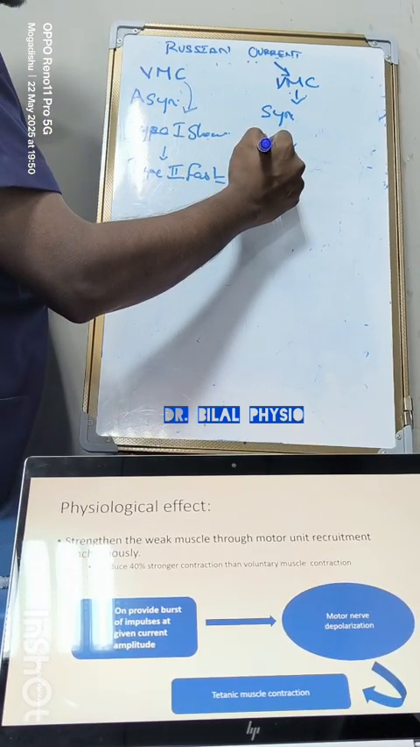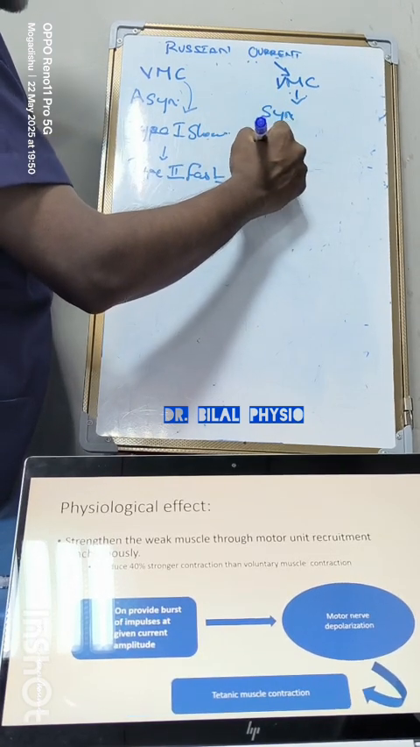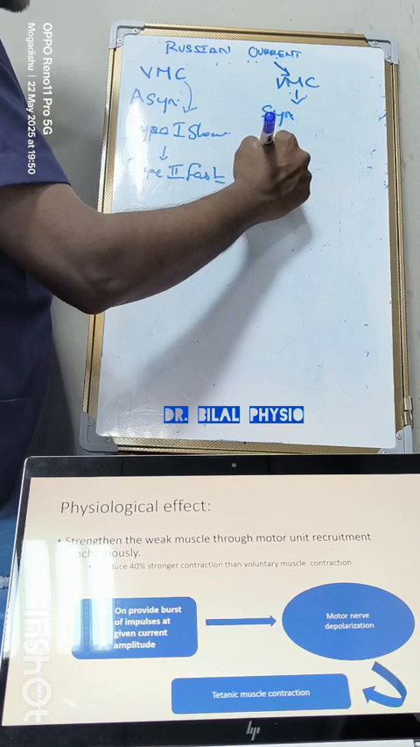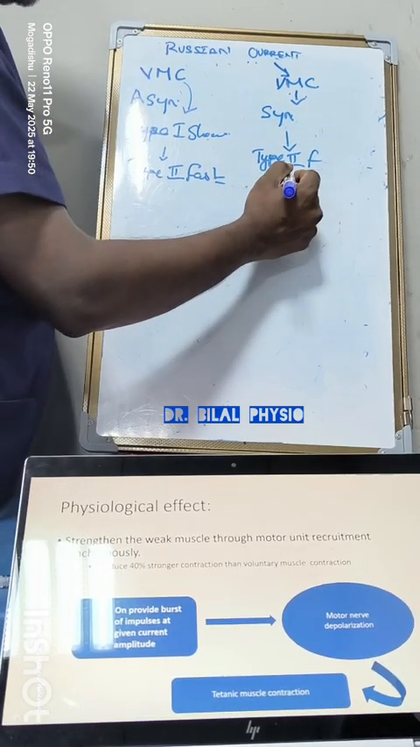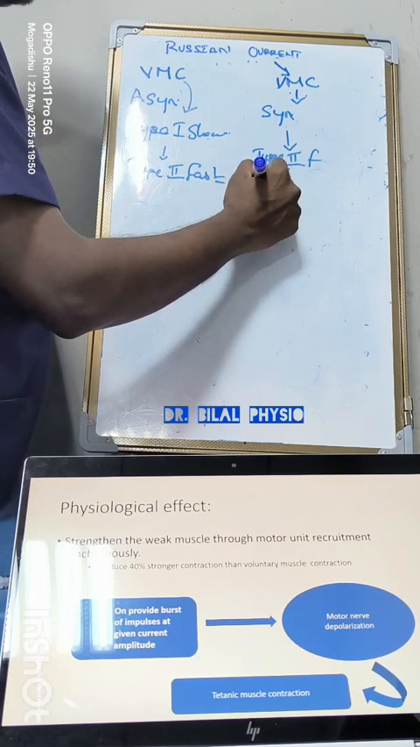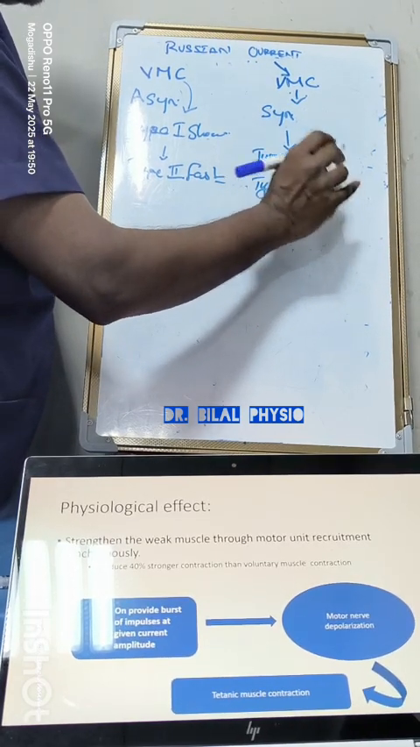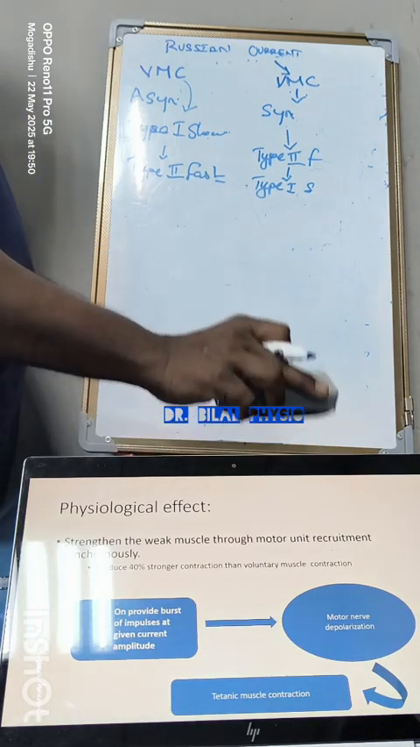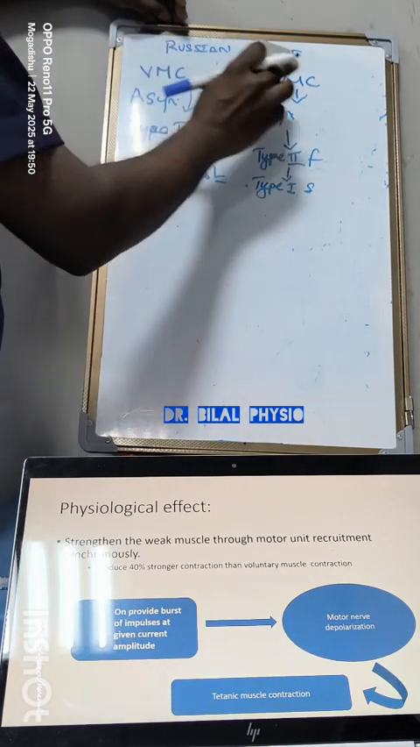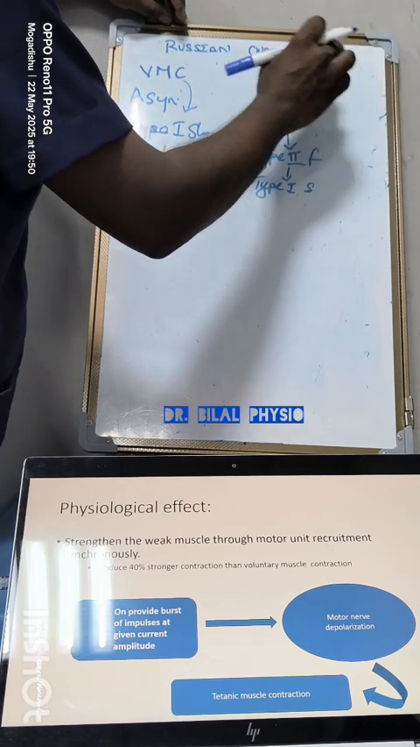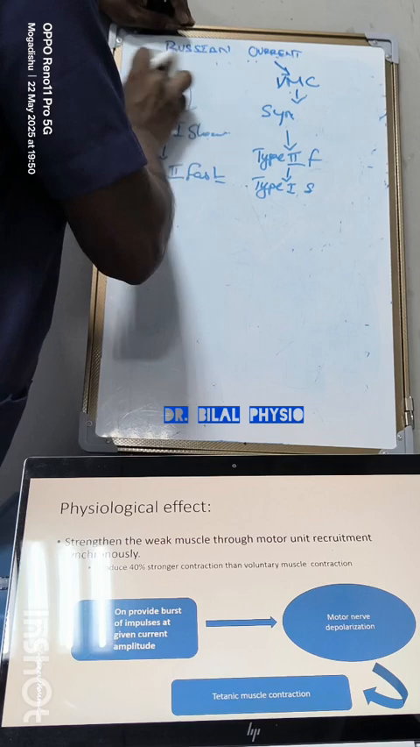Initially the Russian current recruits the type 2 fast twitch muscle fibers, followed by the type 1 slow twitch muscle fibers. This is the asynchronization that happens in a voluntary muscle contraction, and the synchronized manner happens in a Russian current induced muscle contraction.